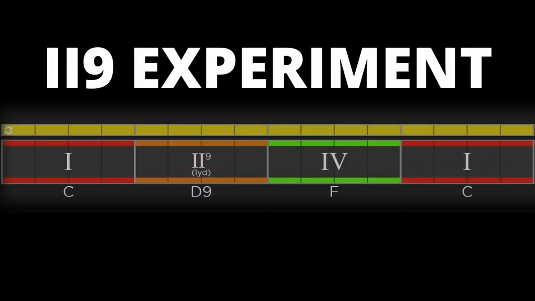You can experiment beyond 1, 4 and 5 dominant 9ths if you would like. The key to songwriting is experimenting and using ideas that sound good to you. Trust your ear. For example, you could change the 2 chord to a dominant 9th to create an interesting sound.